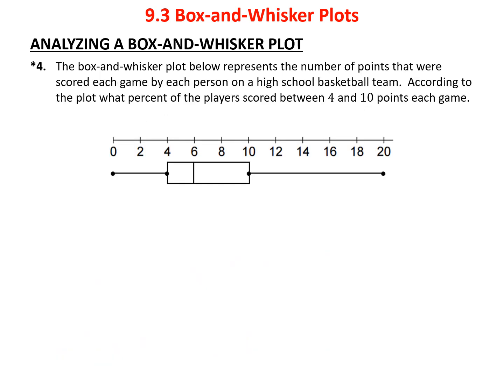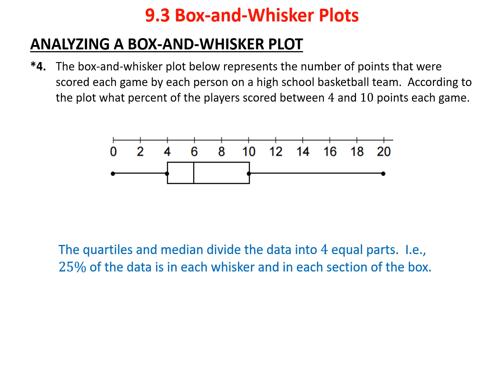The box and whisker plot below represents the number of points that were scored each game by each person on a high school basketball team. According to the plot, what percent of the players scored between 4 and 10 points? Well, notice here, here's 4, and here's 10. In other words, how many of the players are in the box?